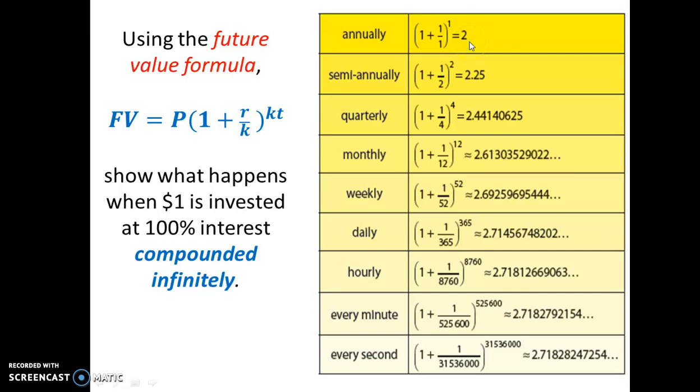We make $2. So that makes sense. You have $1, you get 100% interest. That means you get $1 back. That means you have $2. That's your future value at the end of the year, $2.